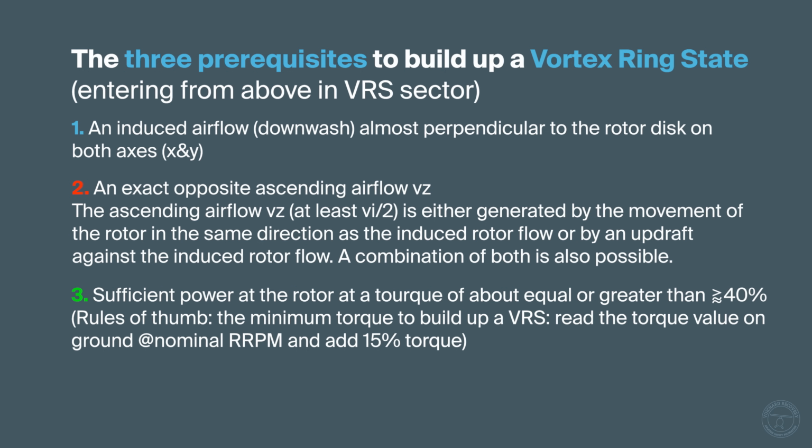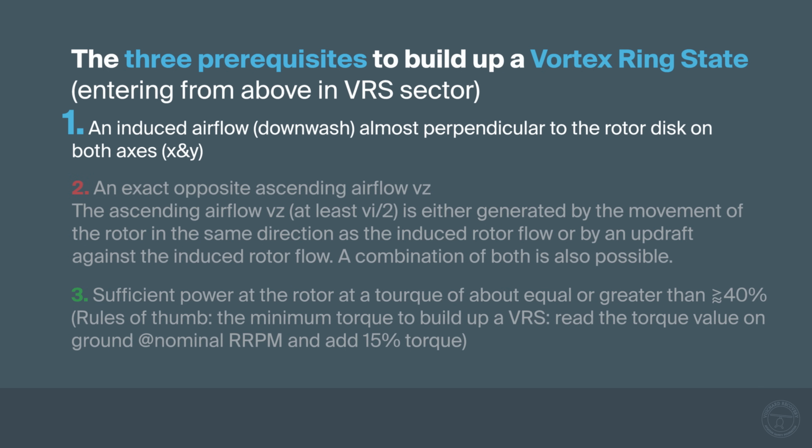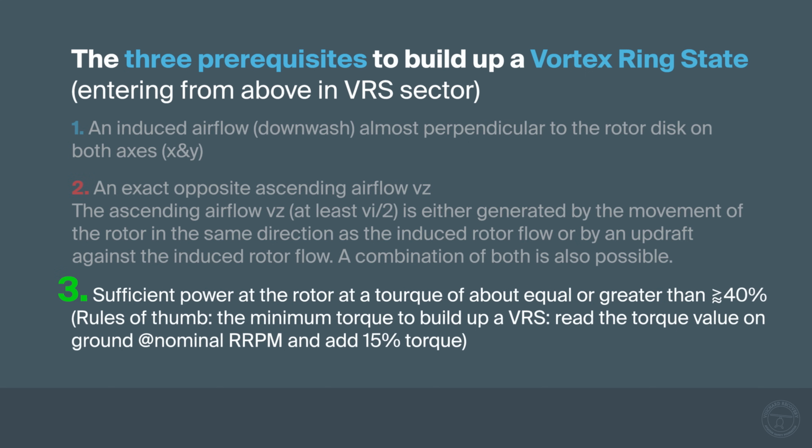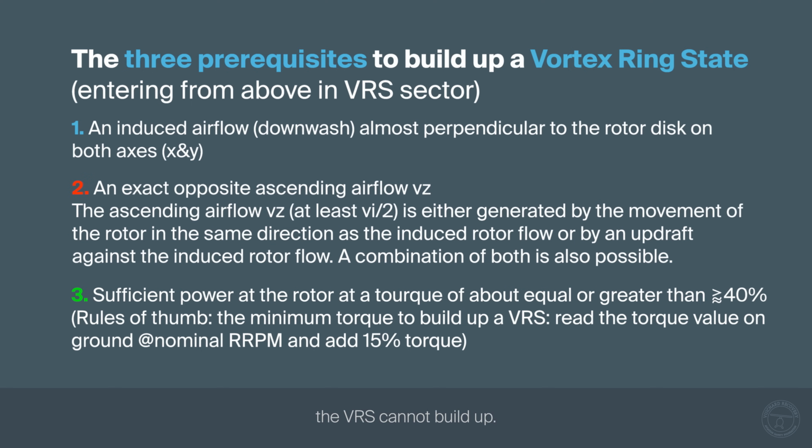Rules of thumb. The minimum torque to build up a VRS: read the torque value on ground at nominal rotor RPM and add 15% of torque. Remember, the 3 prerequisites to build up a vortex ring state are: first, second, third. If one of these 3 prerequisites is not met, the VRS cannot build up.